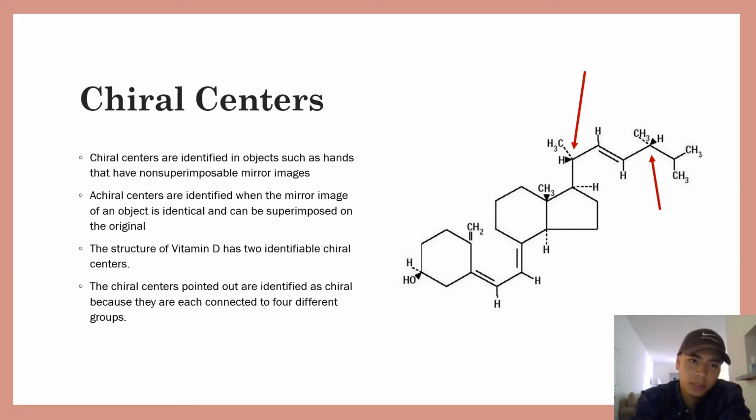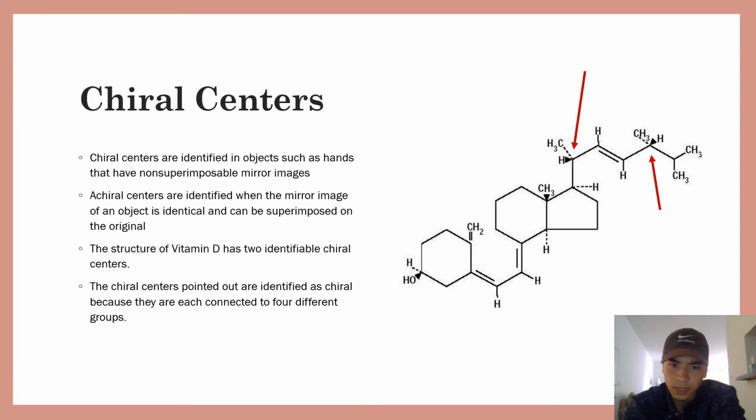And moving on to the chiral centers. Chiral centers are identified in objects such as hands that have non-superimposable mirror images. Achiral centers are identified when the mirror image of an object is identical and can be superimposed on the original. And the structure of vitamin D has two identifiable chiral centers, one at the middle top and one to the right of it.